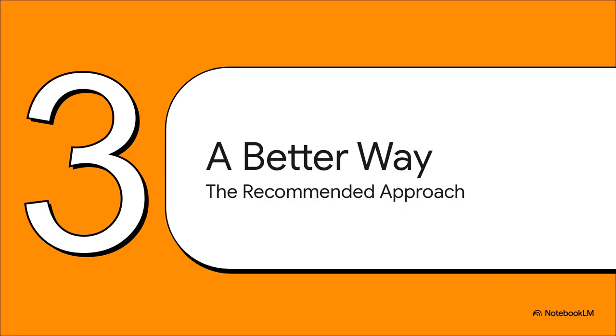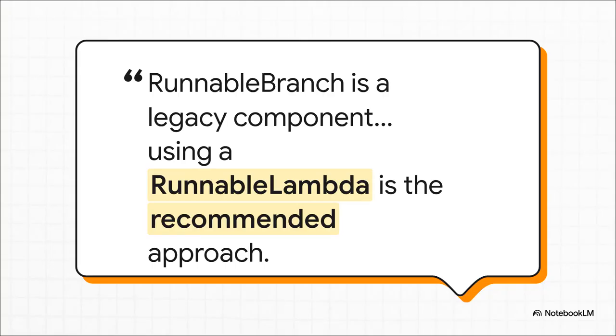So, RunnableBranch works. It's a core concept, and it's good to understand it. But what if I told you there's a more powerful, more flexible, and honestly, a cleaner way to do this? In fact, the LangChain team itself is now pointing developers in a whole different direction. Now, this isn't just my opinion. Check this out. This is a direct quote from the official documentation, and it is a game changer.